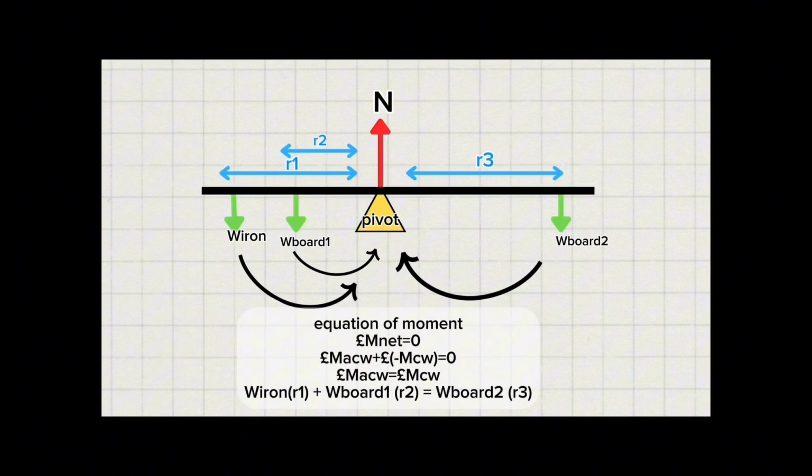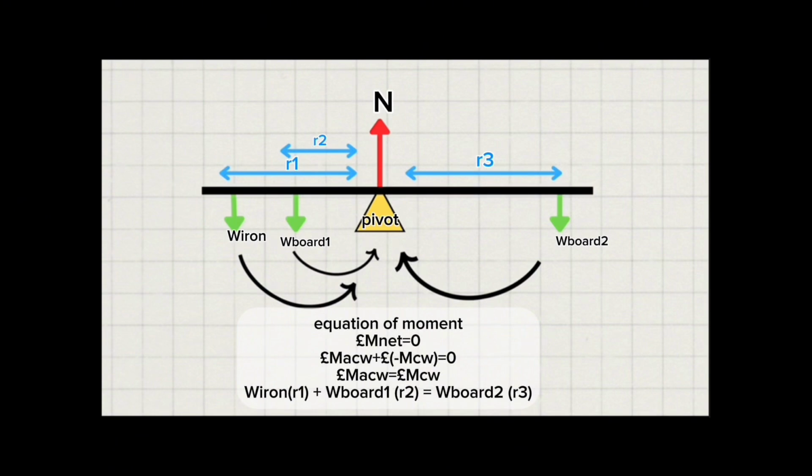So from here, we can make the equation of moment. The resultant moment is 0. Therefore, the sum of moment, M net, equals 0. So the equation will be: sum of moment anticlockwise equals sum of moment clockwise. We know that moment is F multiplied by R. Therefore, weight iron multiplied by R1 plus weight board 1 multiplied by R2 equals weight board 2 multiplied by R3.